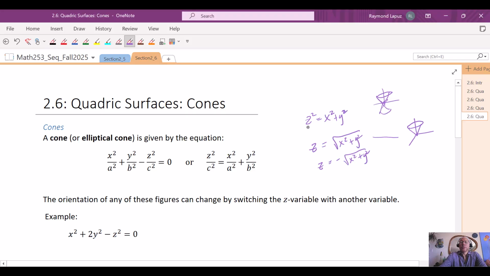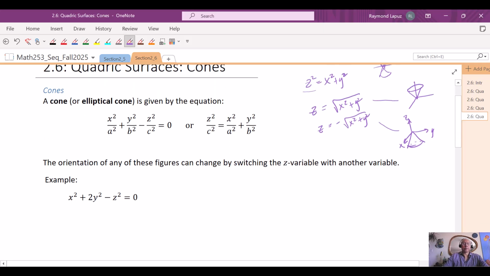And if we just want the top part, we can take the square root and say the positive part would be the top part. And if you just want the bottom part, then we can take the negative of that square root, and then here you have the bottom part of the cone. So that's how the cone would look.